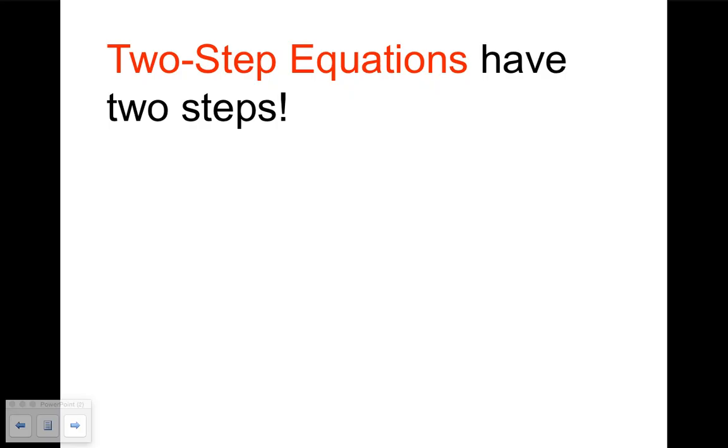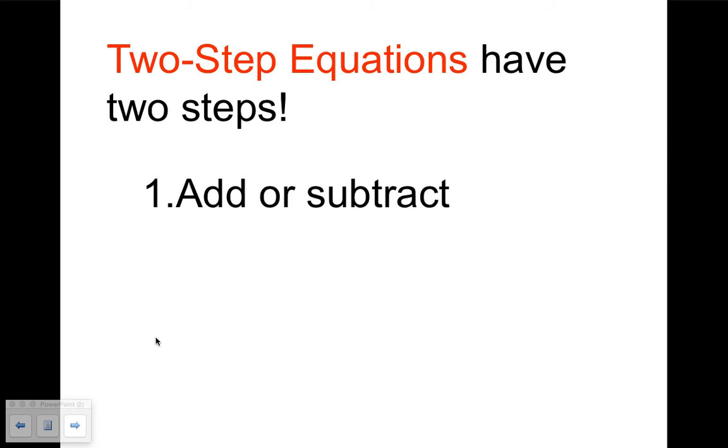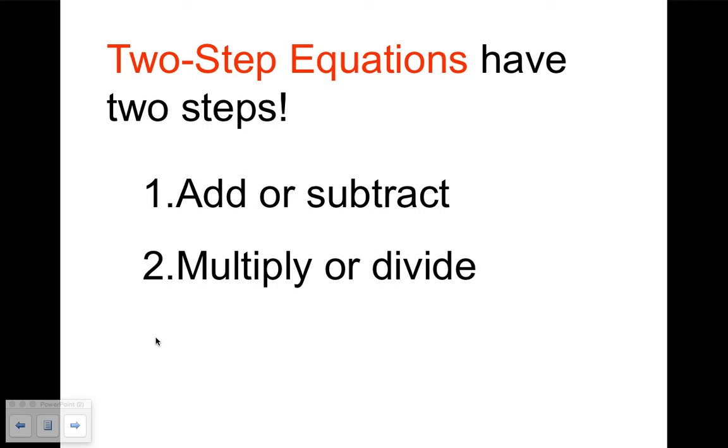Two-step equations have two steps. Step 1, add or subtract. Step 2, multiply or divide. You might notice that that's the opposite of the order of operations because we're basically undoing what is happening to the variable. So let's jump right into some examples.